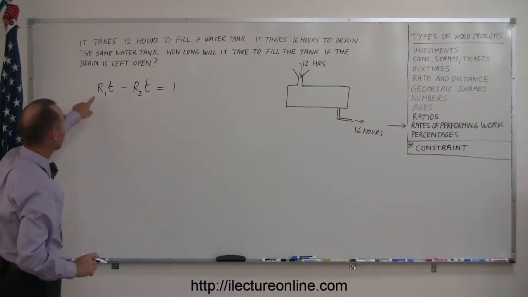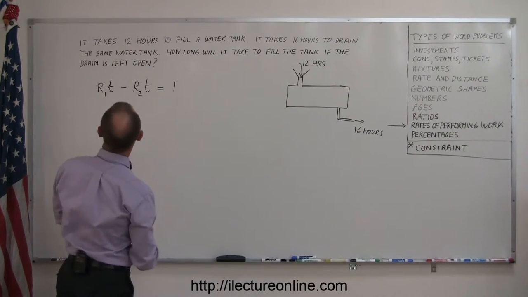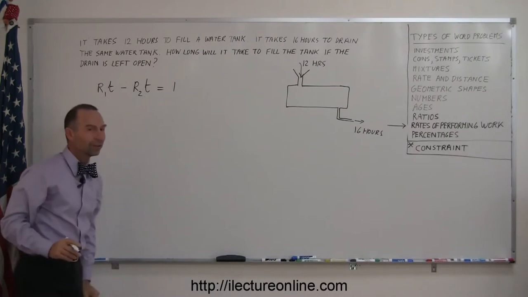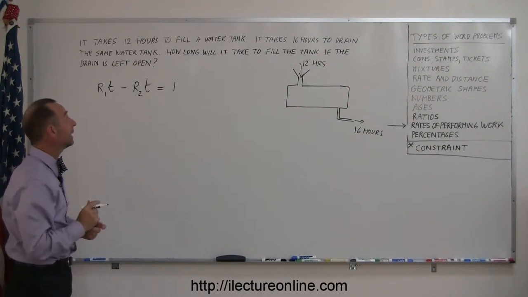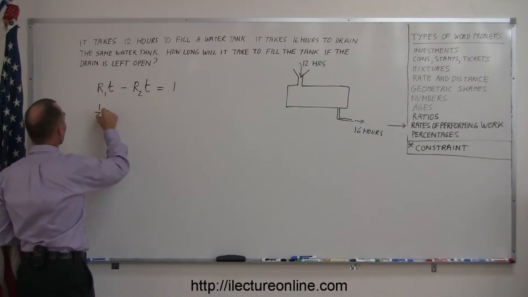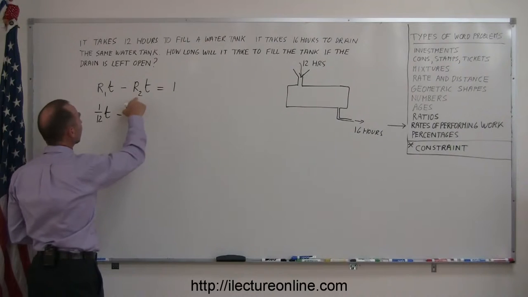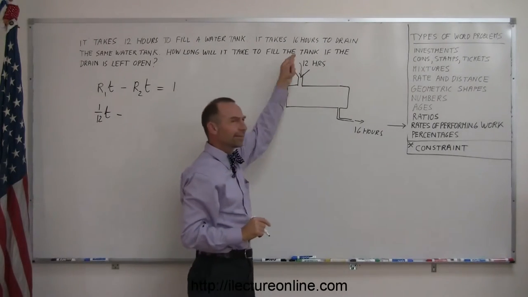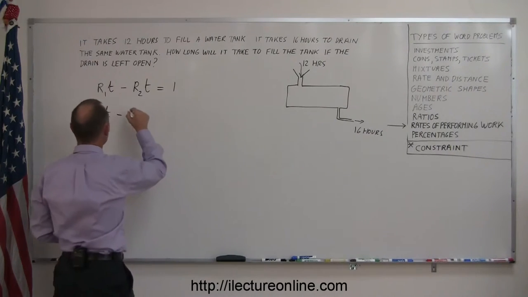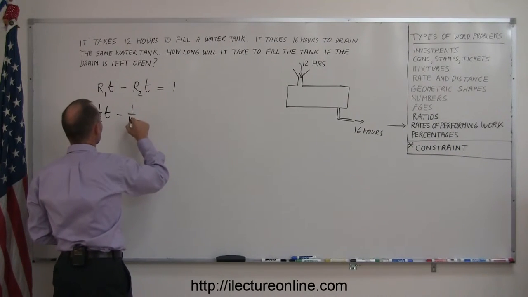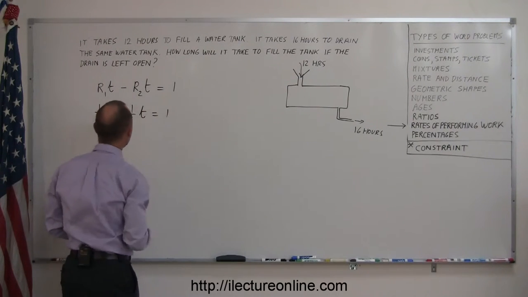All right, and the rate, well, let's see here. Let me start with filling the tank. If it takes 12 hours to fill the tank, what is the rate of filling the tank? Well, that means you can do 1/12 of the job in every hour. So the rate would be 1/12 of the job done every hour times the total time it takes, minus the rate to drain the tank. Well, it takes 16 hours to drain the tank. That means 1/16 is the rate to actually drain it. So 1/16 of the whole job done every hour times the time equals 1.